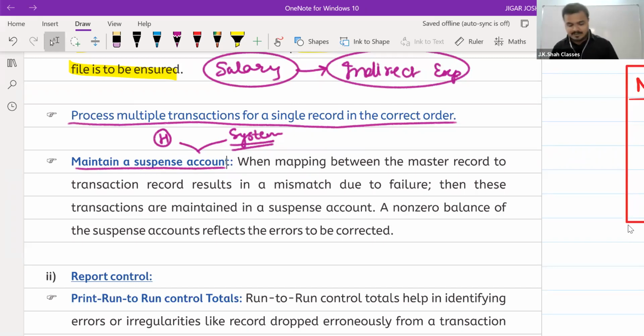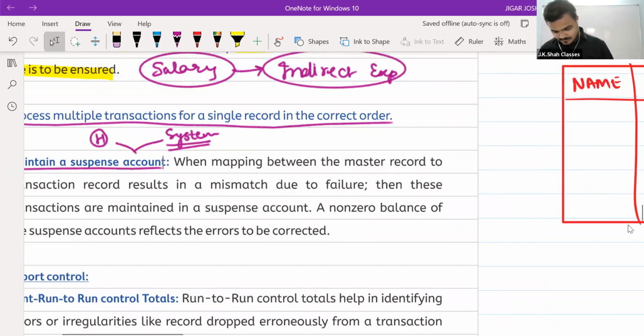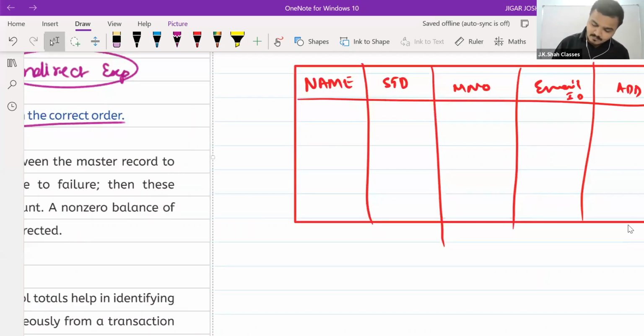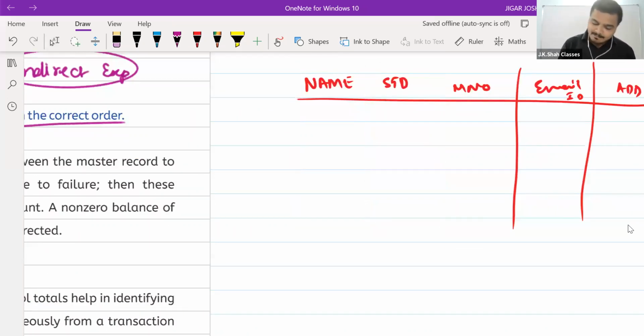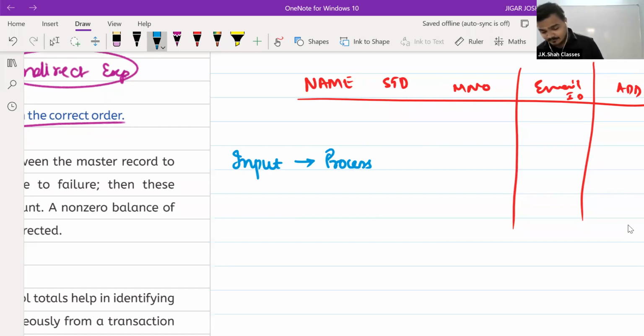Second most important thing: the system generated suspense account. Now see this, concentrate please. Many times it happens that you input some data. Once the input is done, the system will process this data. And one of the major problems is that the output is required to be generated, but the output is not generated at all.